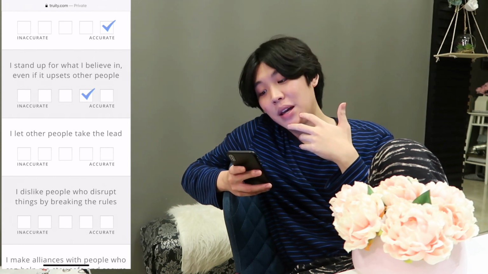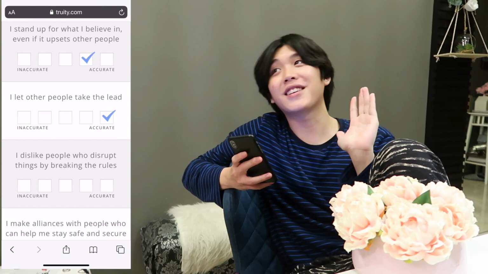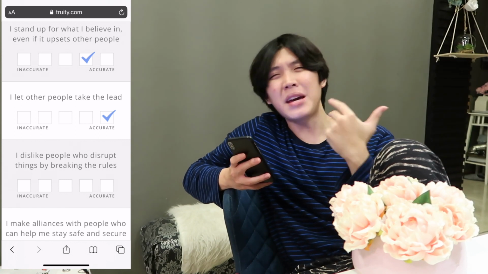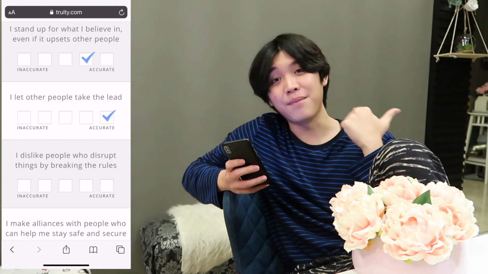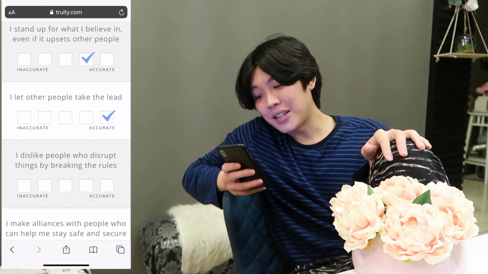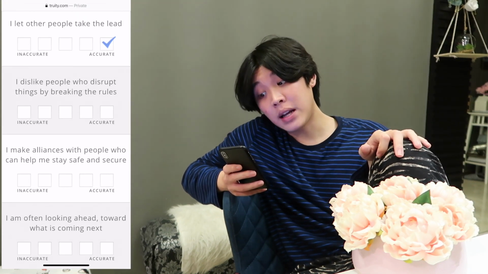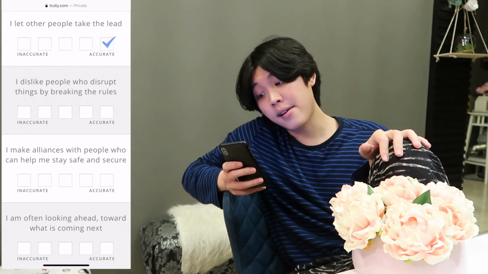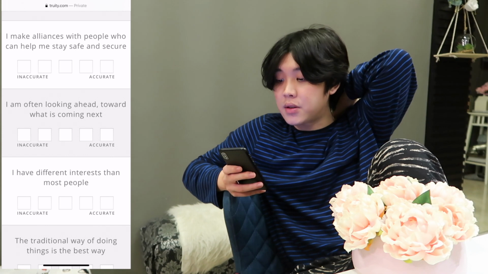Yep, 150%, because your boy is too freaking lazy to make plans, but when it's my time to lead, then your boy literally will go all out. So yeah, I dislike people who disrupt things by breaking the rules. If they are disrupting things, then yeah. I make alliances with people who can help me stay safe and secure.